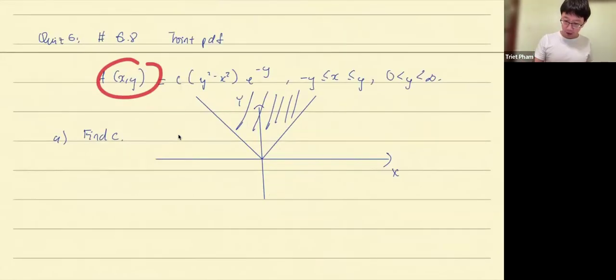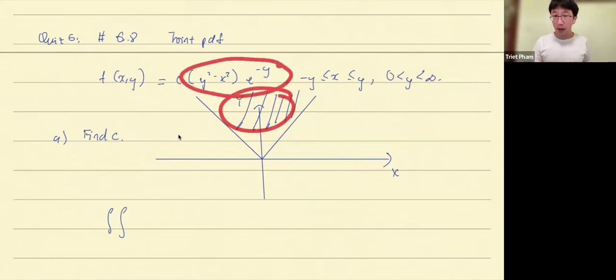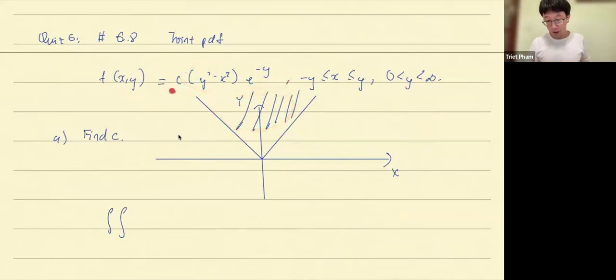So whatever C is, notice also that over this region, this guy is non-negative as long as C is non-negative, because y squared minus x squared will be positive. So this will be the double integral of y squared minus x squared times e to the minus y.